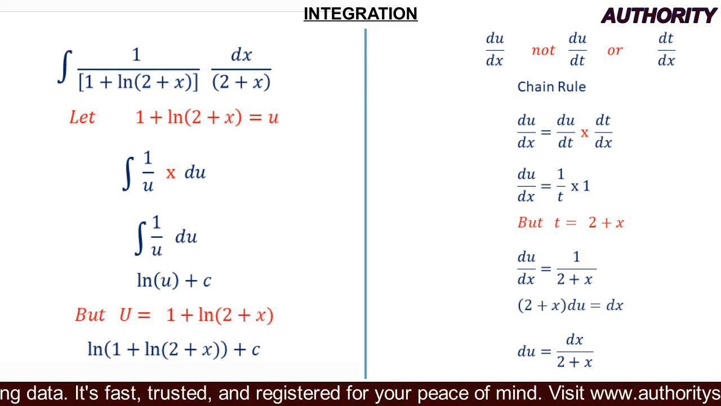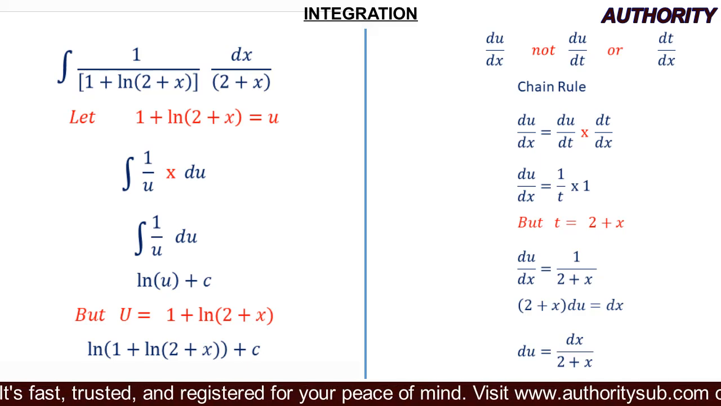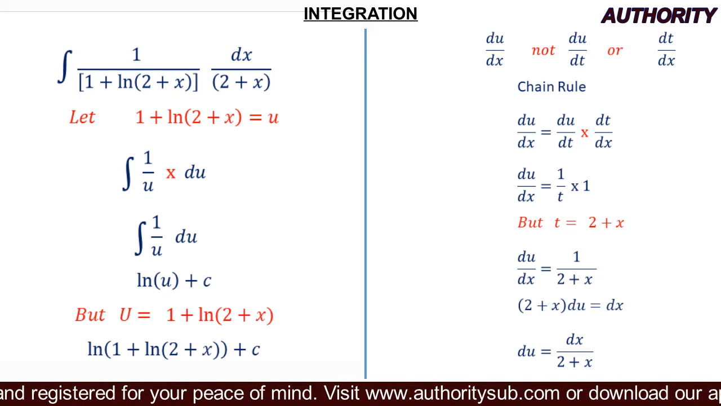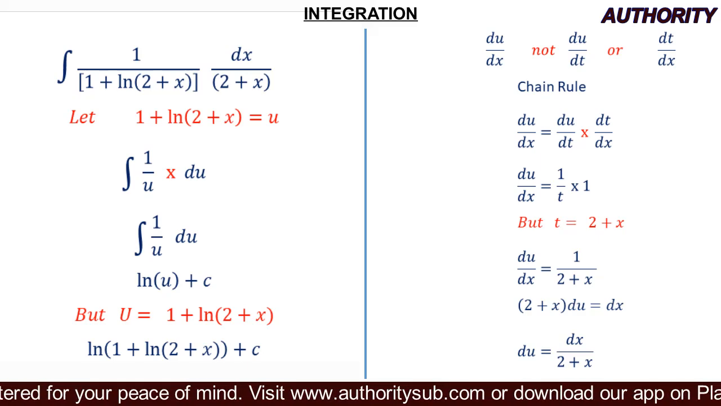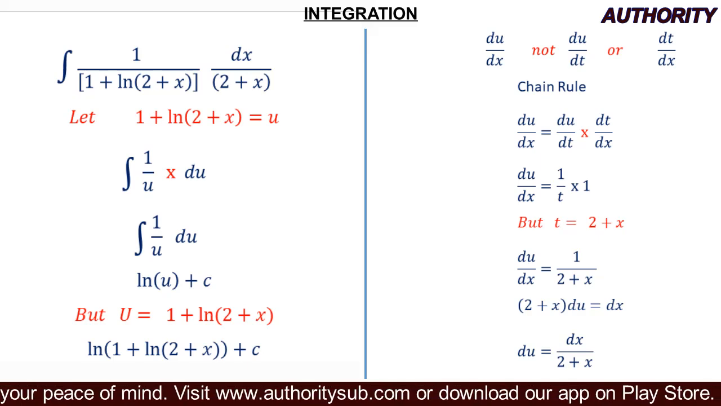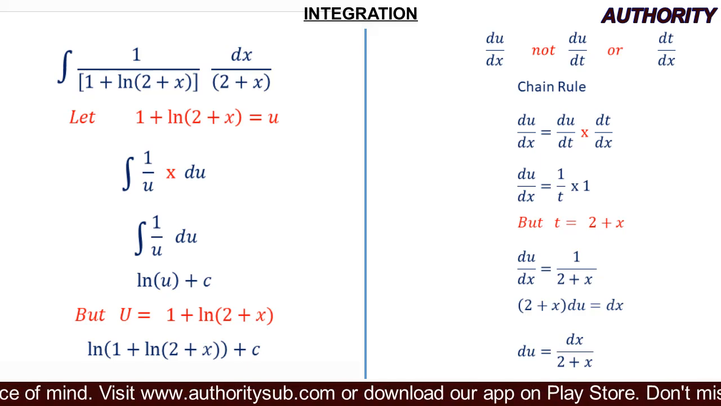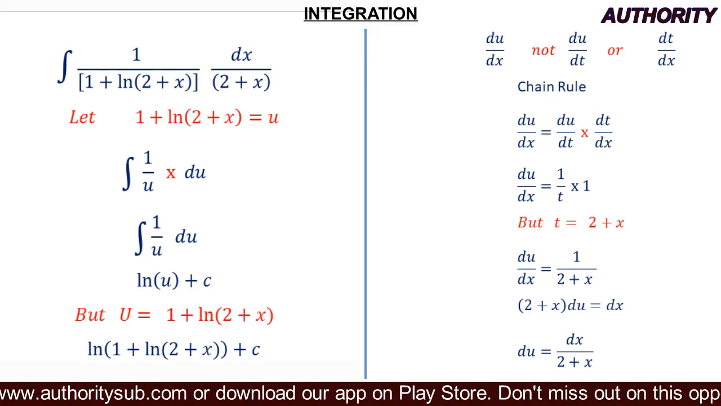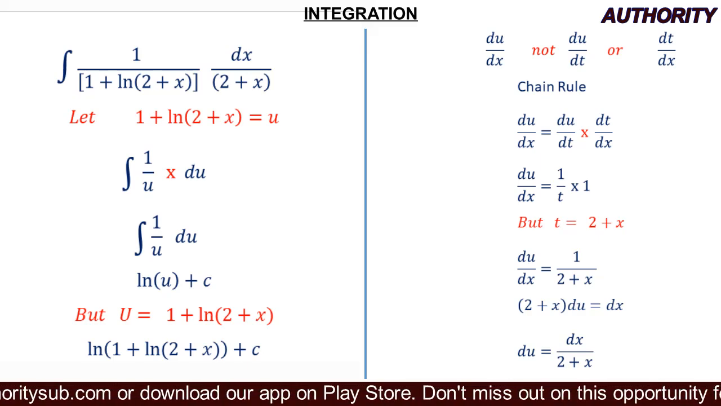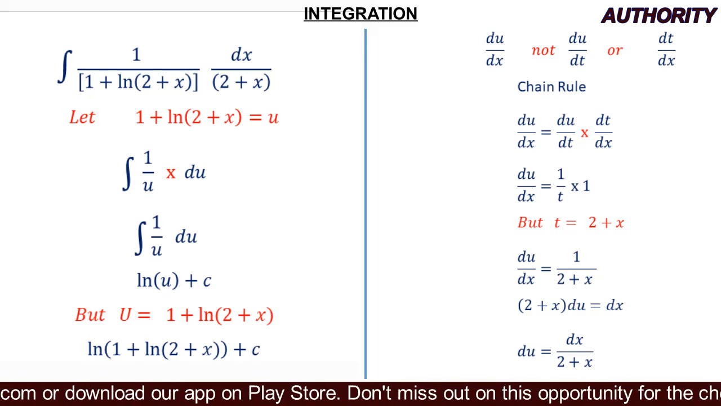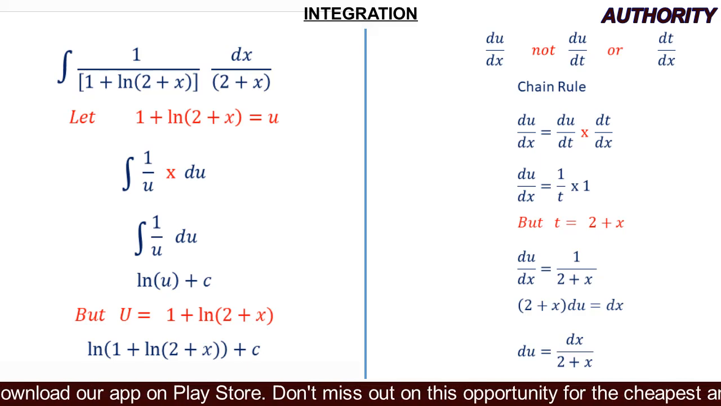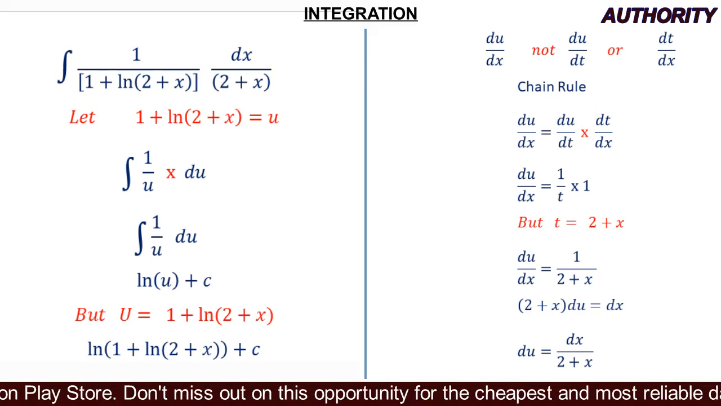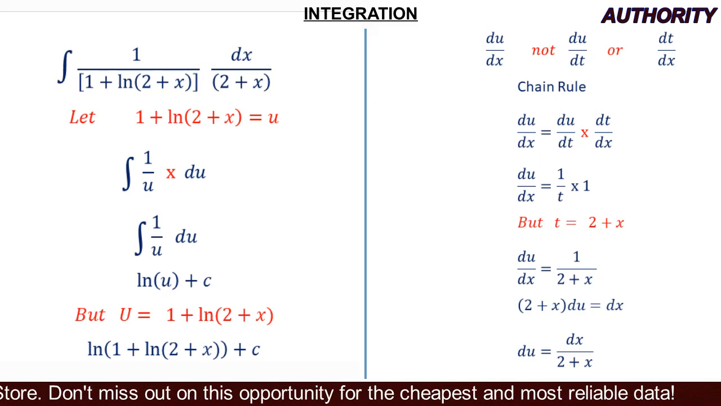Now we go ahead and make the substitution clearly from the variable we declared. 1 plus ln(2 plus x) is substituted by u, and dx over (2 plus x) is substituted by du. And then we integrate. We have ln u plus c. Then the variable we declared from the beginning, we bring back the value. So we say u is equal to 1 plus ln(2 plus x). We bring the value back. Then we have ln(1 plus ln(2 plus x)) plus c. Yes, so this is the solution.